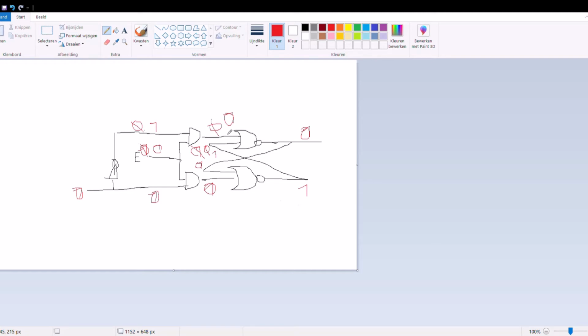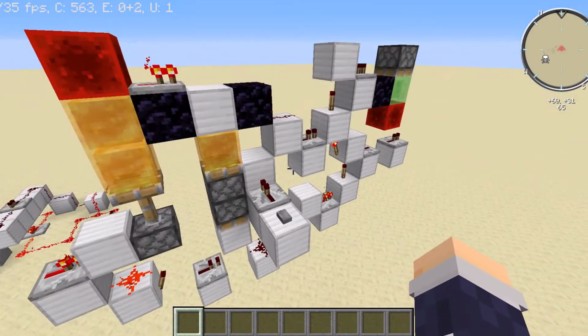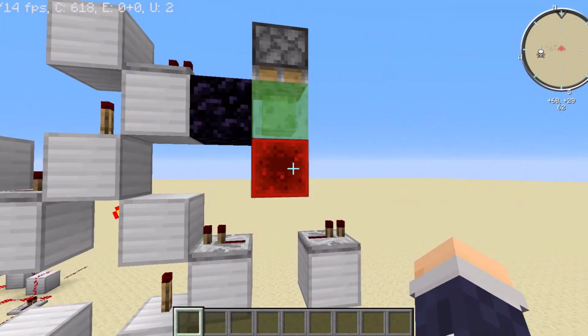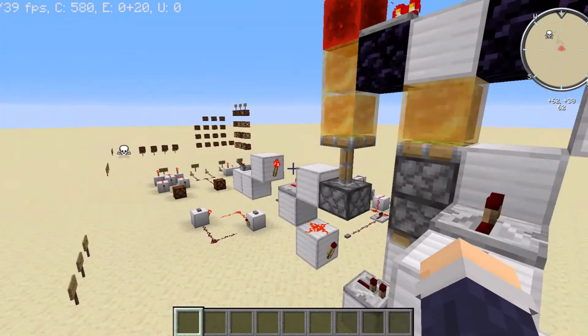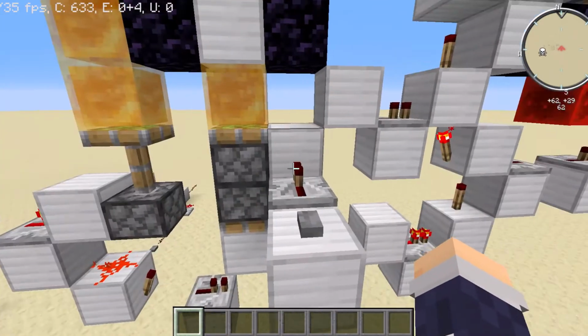So that's how we build an RS-NOR latch. But of course, this is Paint, and we need it in Minecraft. So let's get back to Minecraft to explain my circuit. Now, with all this knowledge put together, I created this module, and it has everything in it that I showed you in Paint.